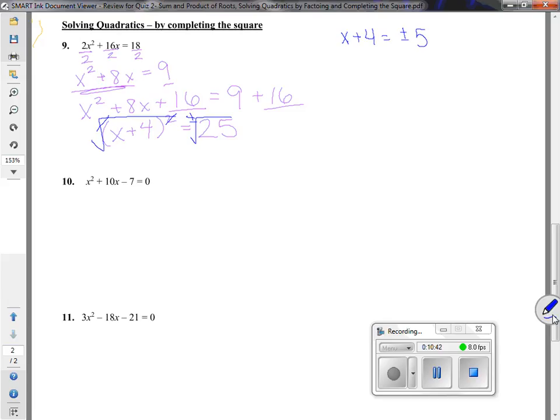You're still not done because you have to solve for x, so you have to get x by itself. So what would I do to get x by itself? Subtract 4. So minus 4, plus x equals negative 4 plus or minus 5, which breaks up into 2, right? I would have x equals negative 4 plus 5, which would give me 1. And x equals negative 4 minus 5, which would give me a negative 9. Those are your two solutions, which you can write in your squiggly brackets if you want to.